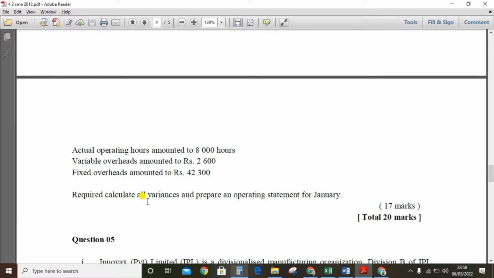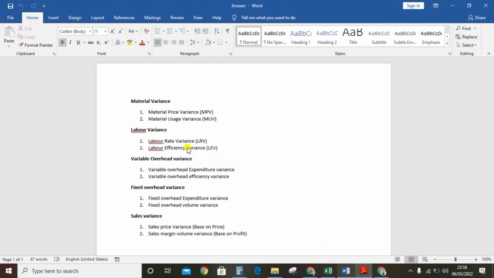So we need to calculate all the variances and prepare the operating statement for January. We need to calculate all the variances in order to prepare the operating statement.